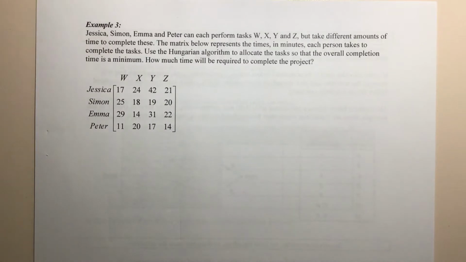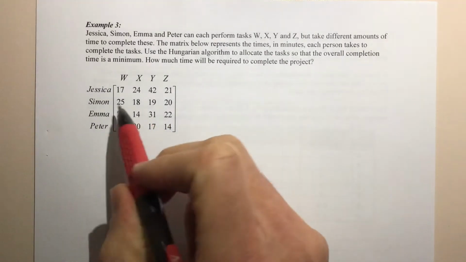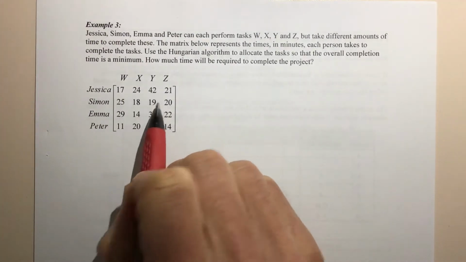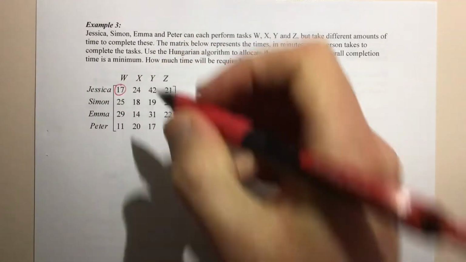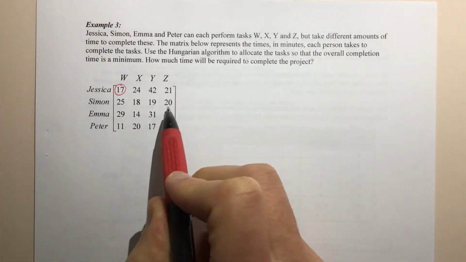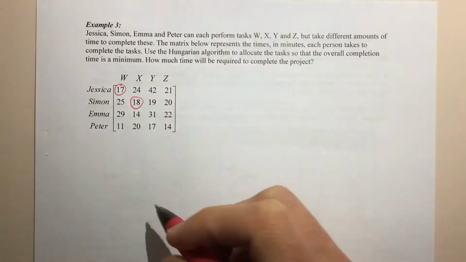So essentially, I've written the first couple of steps out in advance to save a little bit of time, but the first step is that we do row reduction. And that's where we find the smallest number in each row and subtract that number from everything in the row. So for example, in the first row, the smallest number is 17. And so we're going to subtract 17 from all these numbers. In the second row, the smallest number is 18. And so we're going to be subtracting 18 from all of those numbers in the second row.